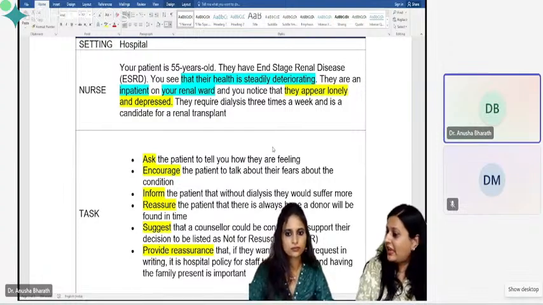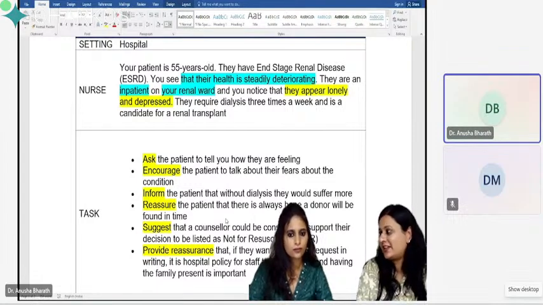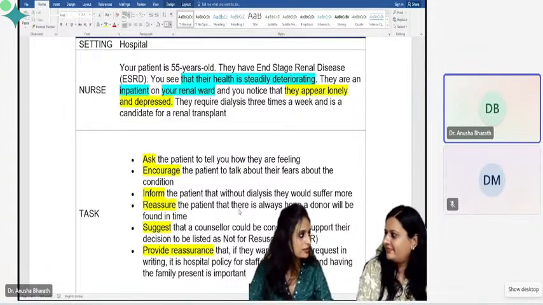Well, may I request you something? Yes, please. Well, I want to be nominated as not for resuscitation, if at all I have a cardiac arrest. Will that be possible? Not for resuscitation, is it? Yes. That's a big decision to make.